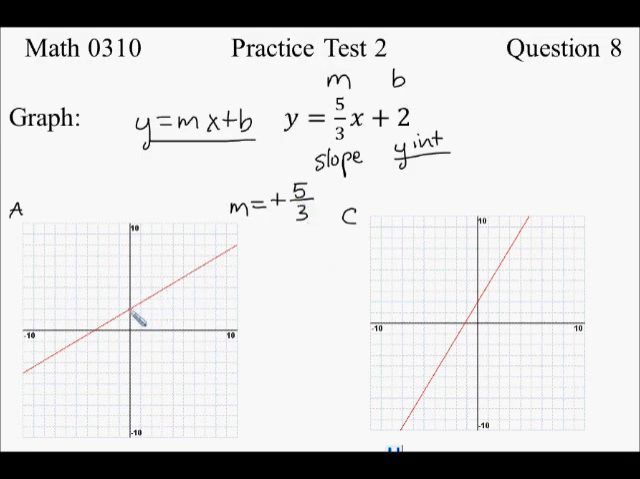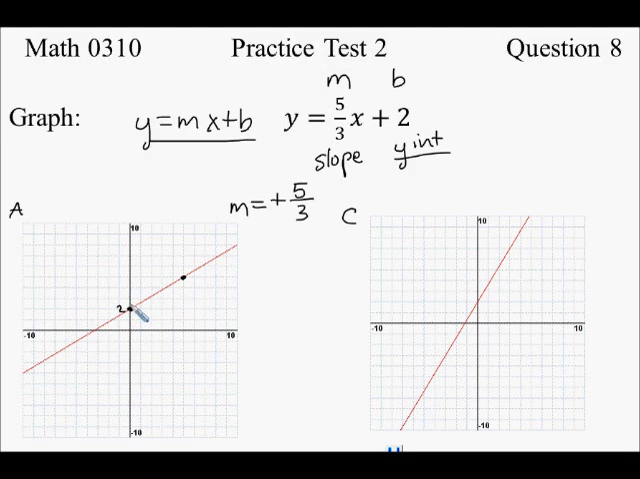So we start with answer choice A, and here is our y-intercept at 2. That's at positive 2 there. And so now we want to find another point where it clearly goes through the grid here. And we can see that this is really the first point where the line goes through the grid.